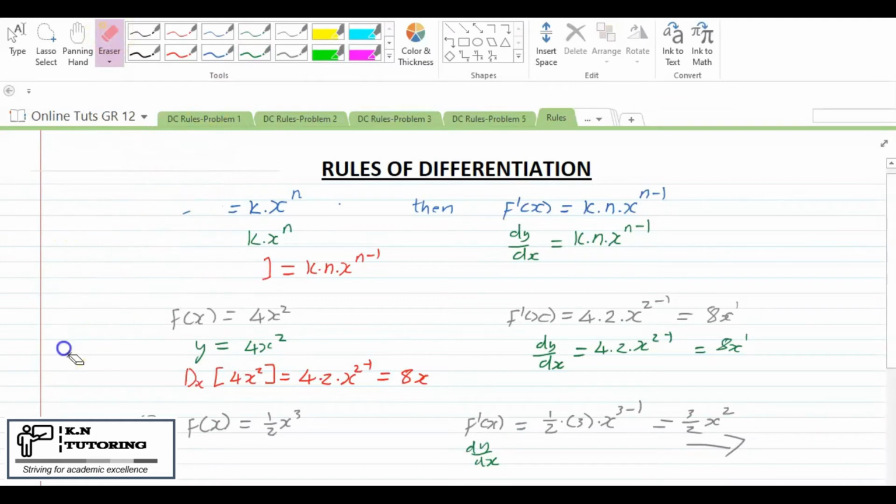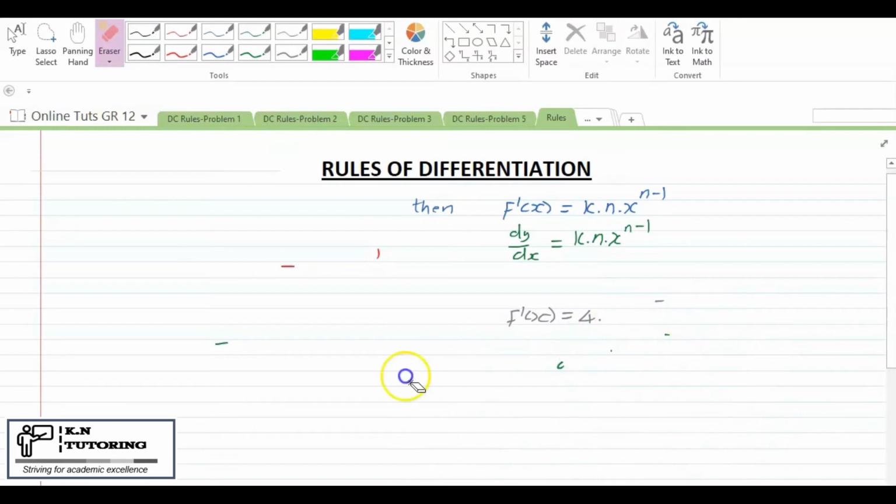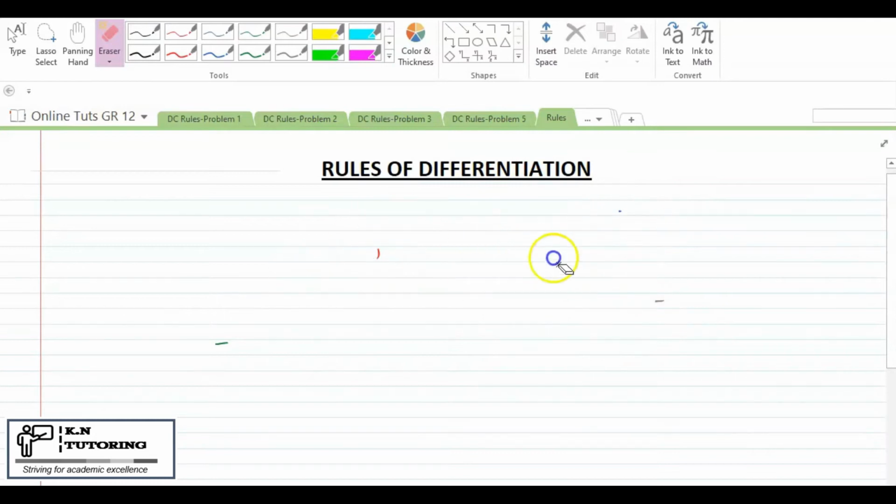Okay, next rule. Rule number 4. Now I will combine rule number 4 and 5. So rule 4 and 5. So this will be the last rule that we look at.